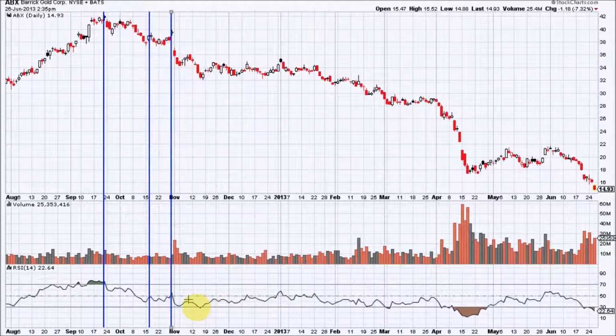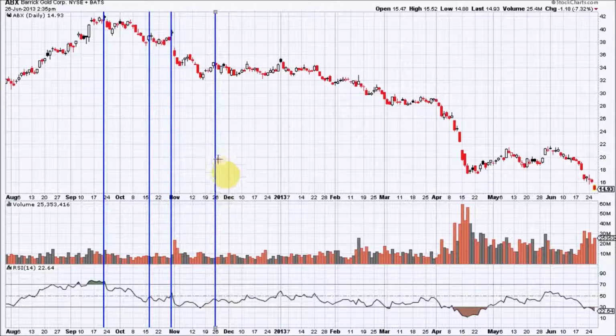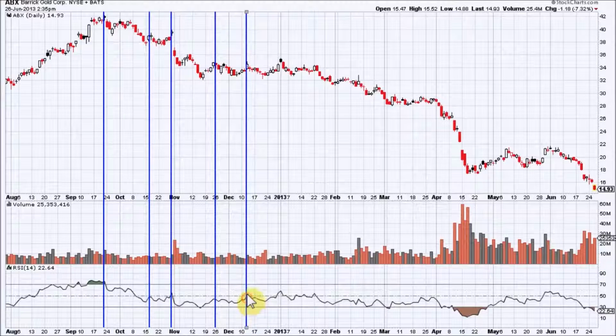The next time it happens, it doesn't even come close to 50. But let's take the next instance. Okay, the RSI was oversold at 30, went up to 50, turned back down. That was the beginning of another downtrend. Okay, here's the next instance, which was also the beginning of another downtrend.